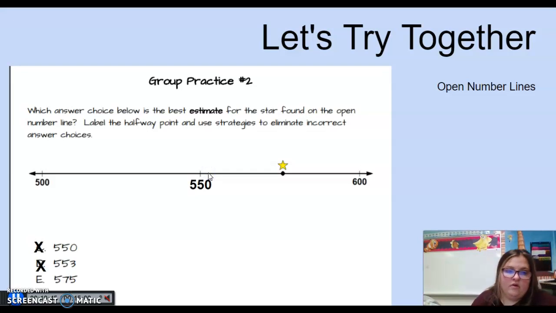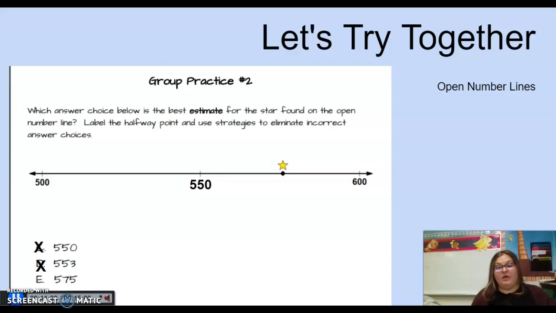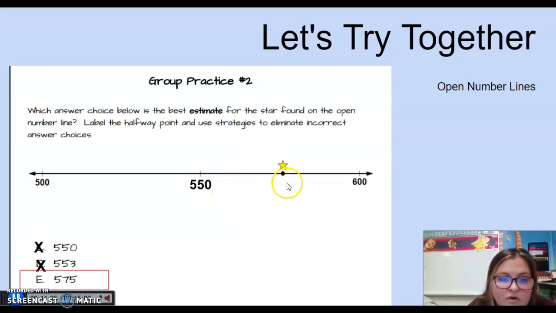Now, we have 575 next. Now, 575 is going to land right in between 550 and 600. So that could be a very, very good guess to where our point would be. And I would say that would be the most correct because we have 550, so we could assume 560, 570, 580 would be right here. So right in between those two would be 575. So if you guessed 575, then you got it right.